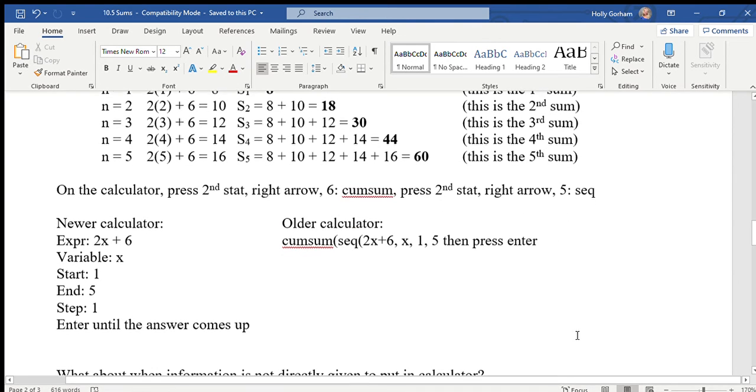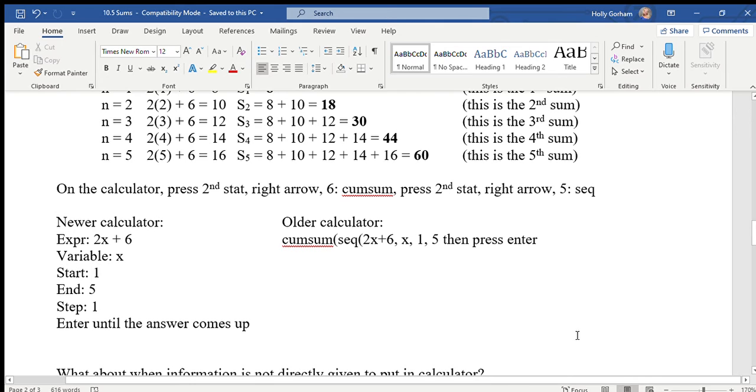You can do this on your calculator also. If you press second stat, right arrow, number 6, that is cumulative sum. And then you press second stat, right arrow 5. Now on the newer calculator, you're going to set it up like you see here to the left. On the older calculator, this is how it should look on your screen. So just follow that and make sure you plug it in. When you plug this in and press enter, you should see that you get those same 5 sums from above.